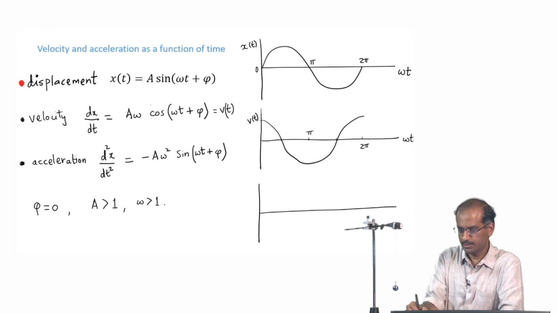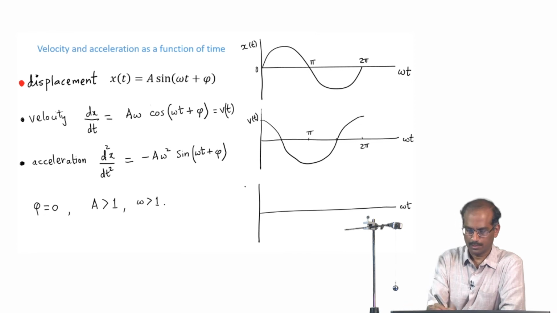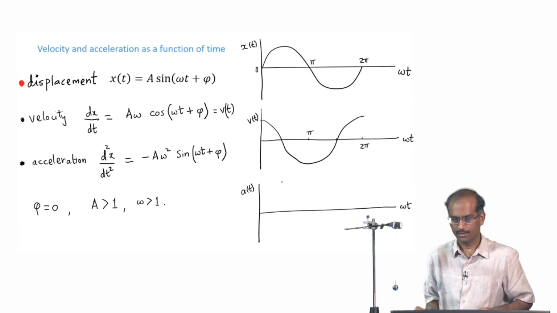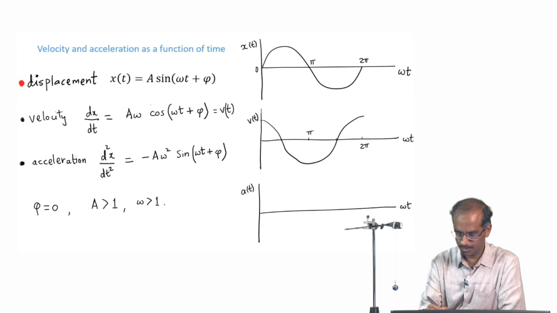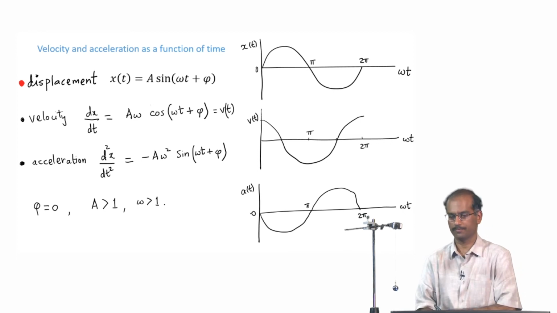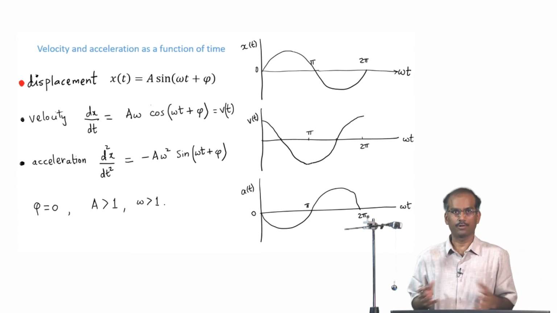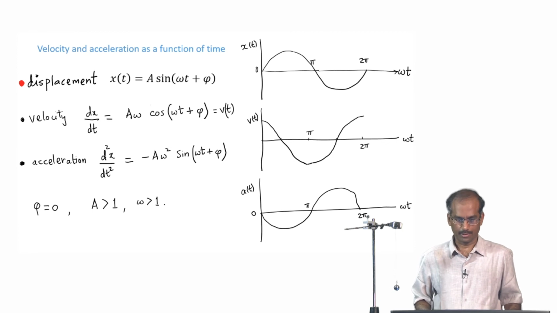Let me also sketch acceleration as a function of time, and this, as we see here from the figure, will be negative of displacement. So, I should have something like this. So, this is 2 pi, pi and 0. Let us pictorially look at the solution and what they really reveal.